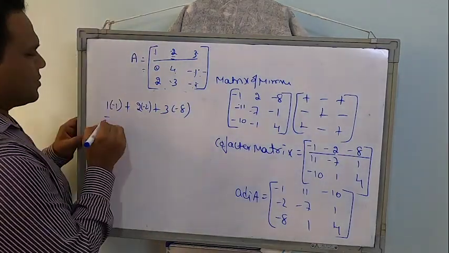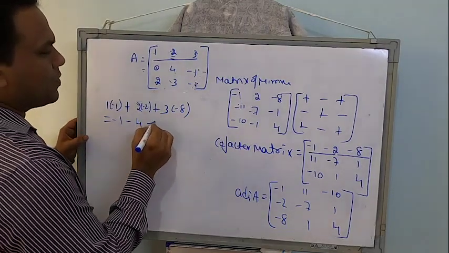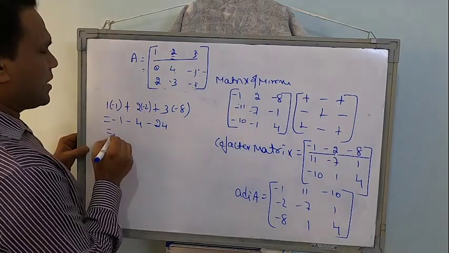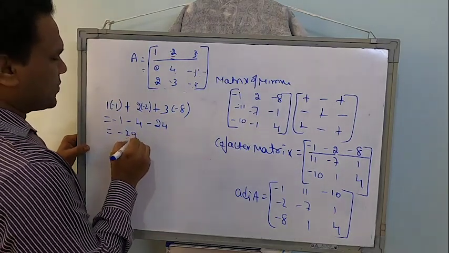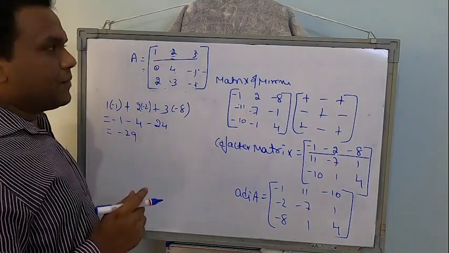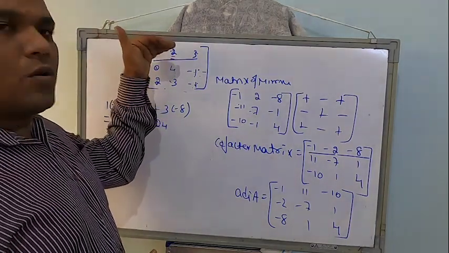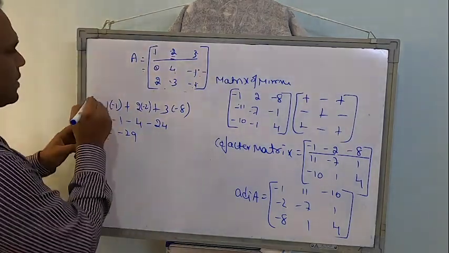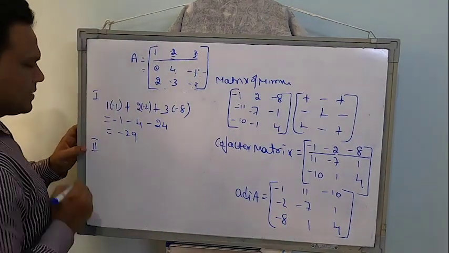Let me just simplify this. So minus 1, minus 4, 24. Yeah, that's okay. So the resultant will be minus 29. Fine, remember this thing. So what I did here, I multiply the first row elements with its corresponding cofactors. One thing. Okay, now this is first thing, this is second thing.